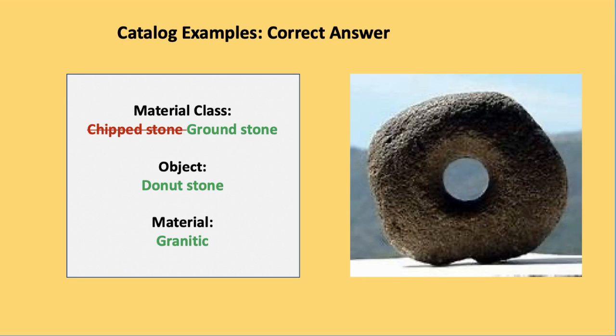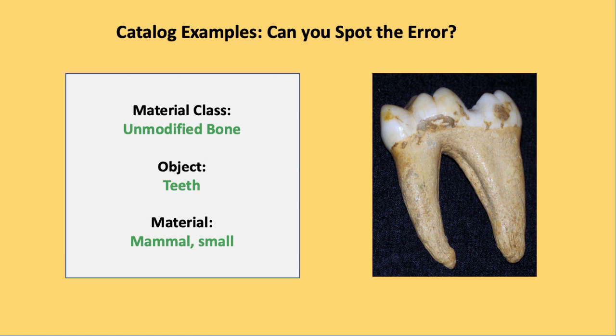This is clearly a donut-shaped stone, and per Appendix C, donut stone comes from the ground stone and not chipstone material class. Here we can see a tooth from an adult grizzly bear. Do you see any errors?